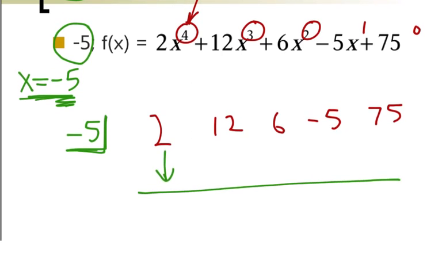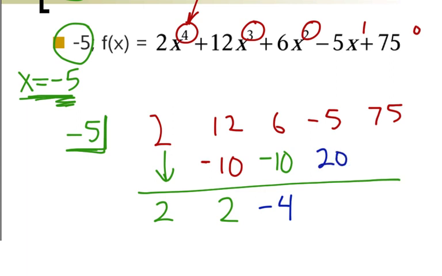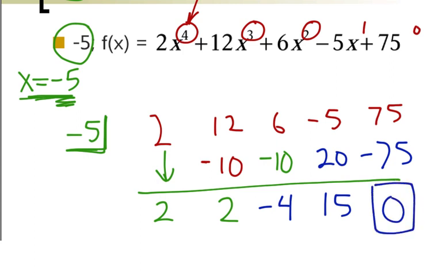So we do our synthetic division, bring down the 2, times that by negative 5, I should get negative 10. Then I combine these and I get 2, times that by negative 5, I should get negative 10. Combine this and I end up with negative 4, times that by negative 5 and I get 20. And then I take and subtract my 5 and I get 15. If I times that by negative 5, I should get negative 75. And when I add, I get a remainder of 0, which proves negative 5 is a zero.